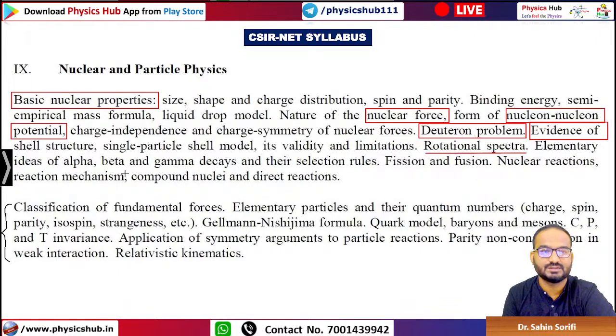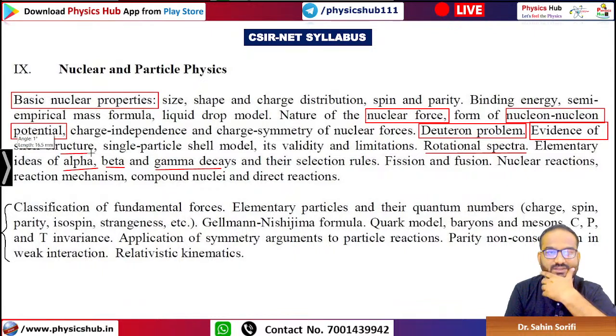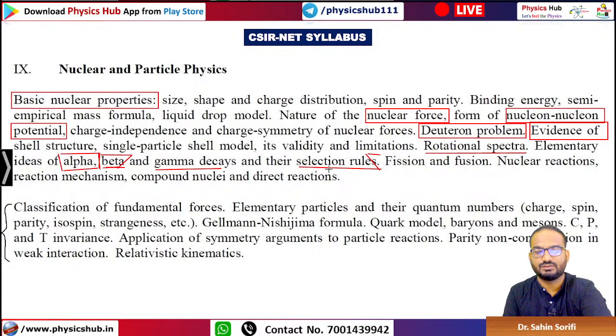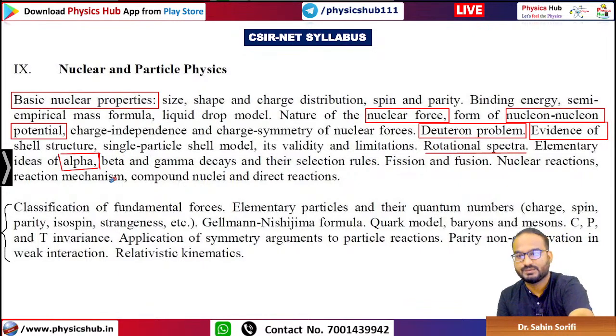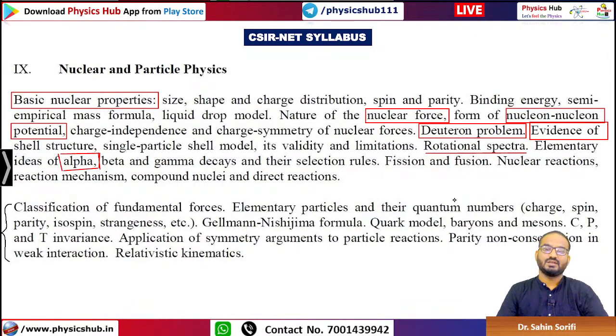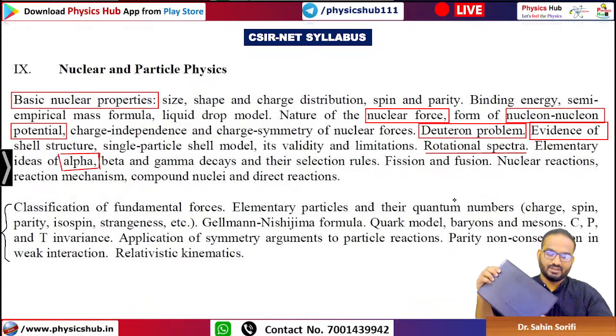Then after that, elementary ideas of alpha, beta and gamma rays. Out of this, alpha decay is very important, beta decay is also very important, gamma decay is a little less important and it is a small topic also. And the selection rule is a very important thing, we will be talking about it. After that fission and fusion, we need to invest a couple of lectures here, then nuclear reactions, reaction mechanism, compound nuclear and direct nuclear. You can see the syllabus is not too large. Even within 15-16 lectures we will be able to cover it.